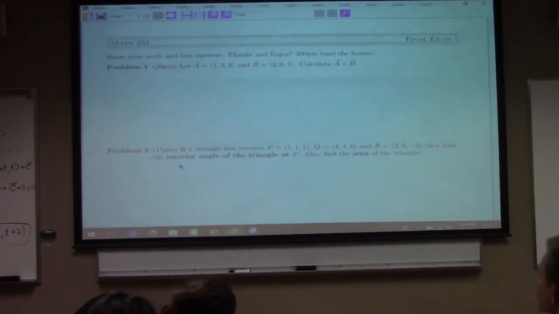3 points. Triangle has 3 points. Find the interior angle of the triangle at P. Find the area of the triangle.